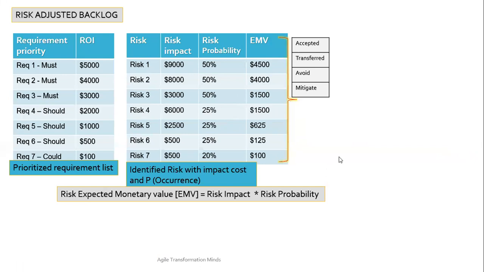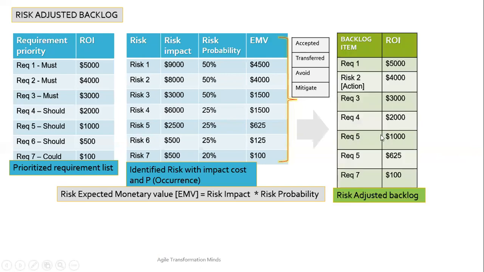Okay. Now, what we have done is we have ordered the requirements, we have calculated the ROI, we have identified the risks, we have identified the cost of the risk occurrence if the risk occurred and the probability of occurrence, and we calculated expected monetary value, and we categorize risks to mitigate, avoid, transfer, and accept. So based on that, we will redefine our product backlog as a risk adjusted product backlog.